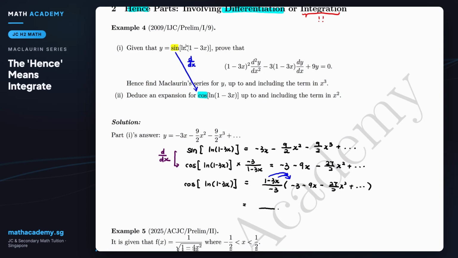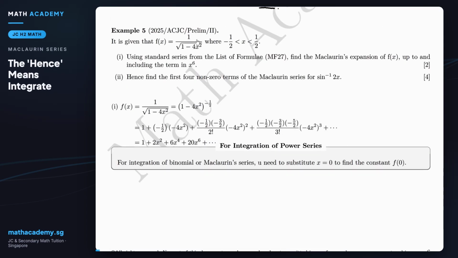So in this next example, it will be linked to integration. This is from last year's prelim. So first part is straightforward. They say, can you use standard series to expand this up to degree 6? What is the standard series?